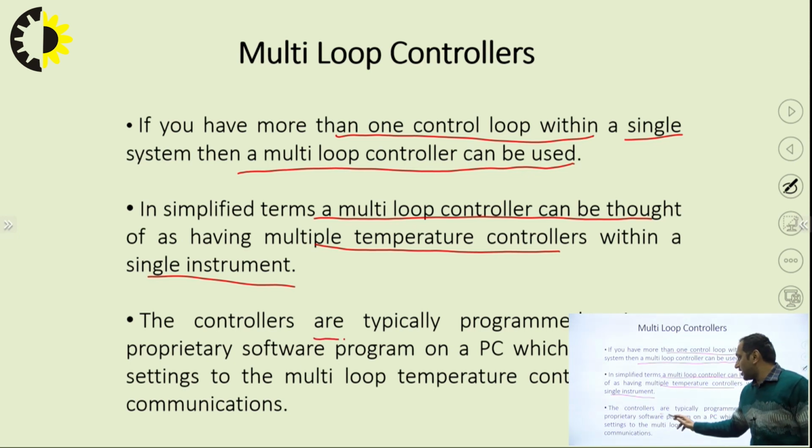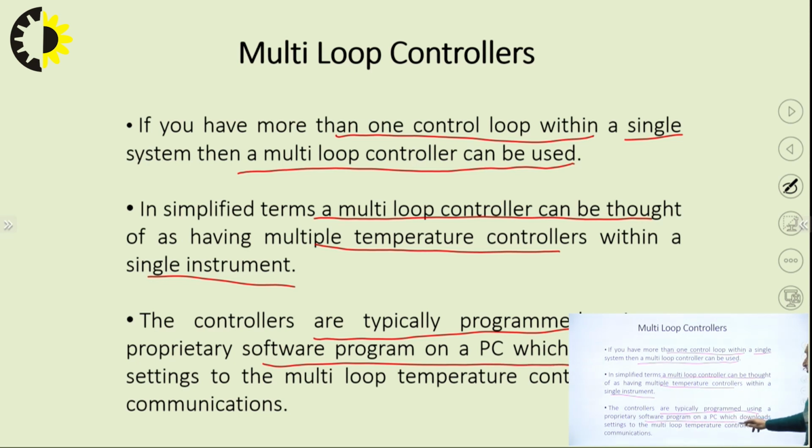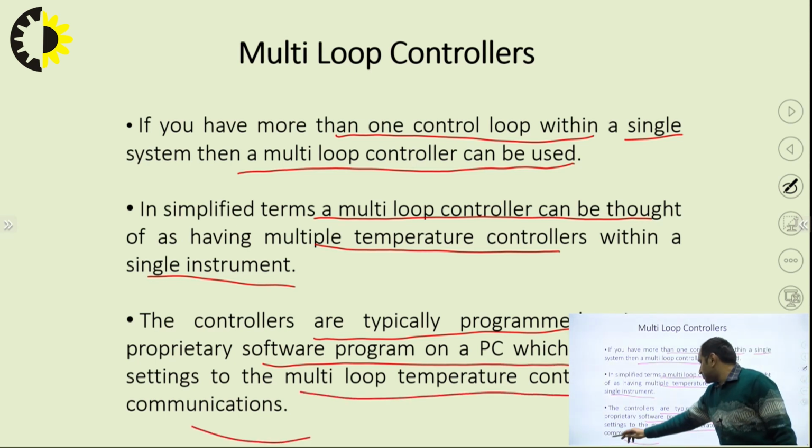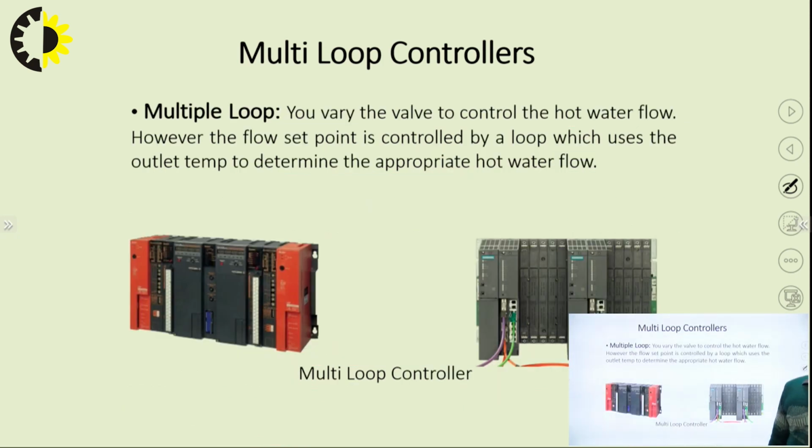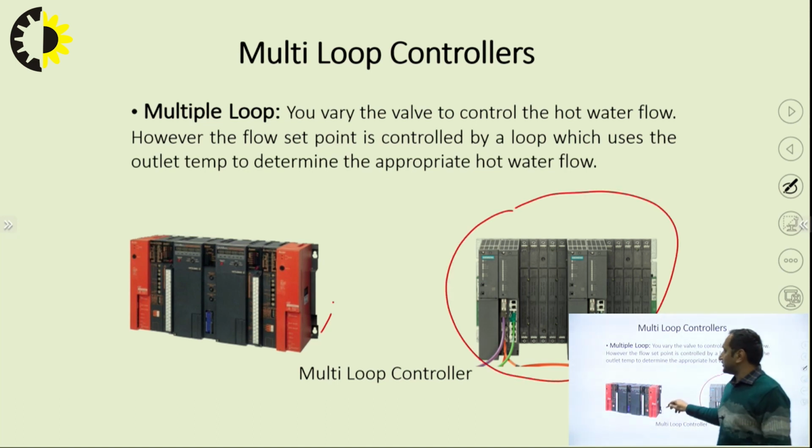The controllers are typically programmed using a proprietary software program on a PC, which downloads settings to the multi-loop temperature controller using communication. So there is proprietary software on the PC to download different multi-loop programs. So this is what a multi-loop controller is all about, and its diagram is seen here. Essentially, a multi-loop controller looks like this.